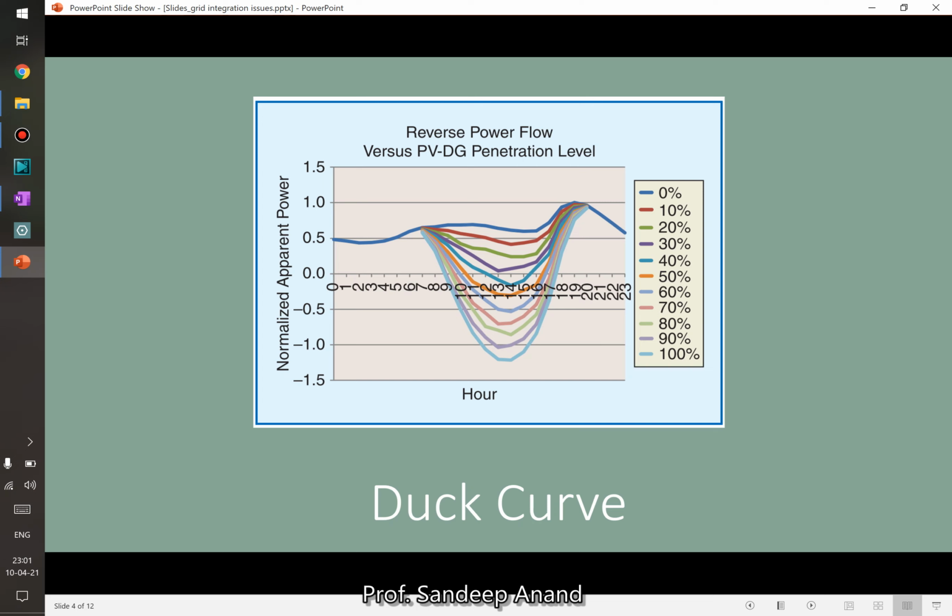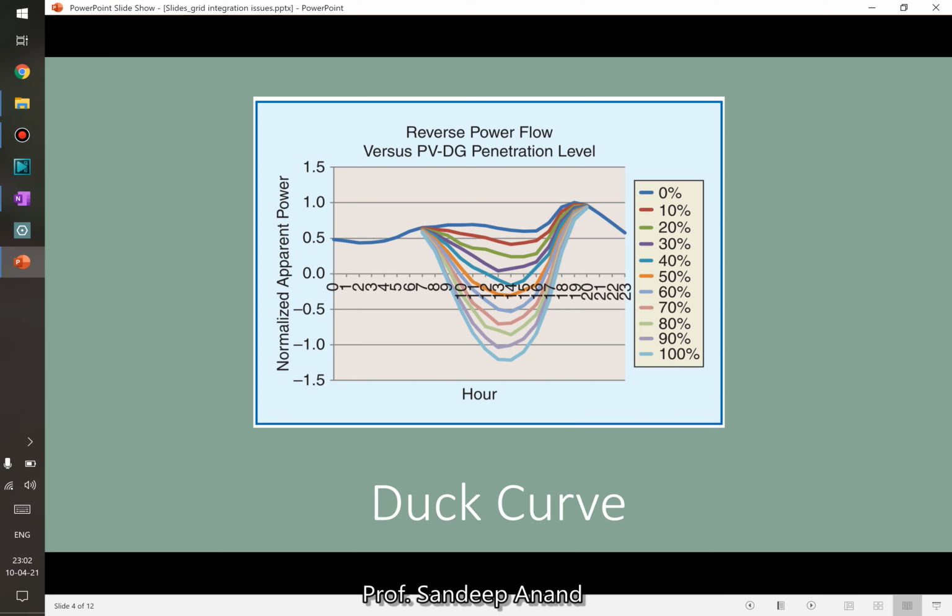Now if we keep on adding solar into this particular feeder, let's say we add 10% solar, then the graph changes. If you add 20%, then again it dips further, and you get this green graph. If you see this green graph, it looks something like a duck, and that is the reason this is called a duck curve.